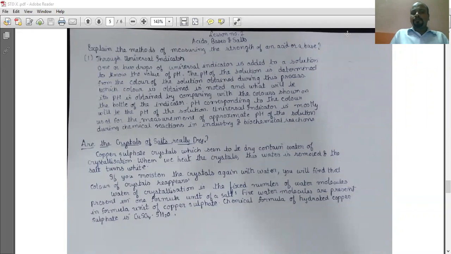In the earlier video, we had discussed how to measure the strength of an acid or a base with the help of pH. A point which we missed, we will discuss in this video, that is through universal indicator. One or two drops of universal indicator is added to a solution to know the value of pH. The concept of pH was given by S. P. L. Sorensen, which we had studied in the earlier video. The pH of a solution is determined from the color of the solution obtained during this process.